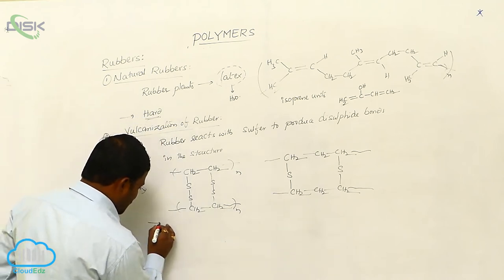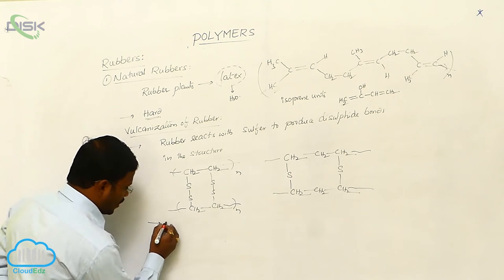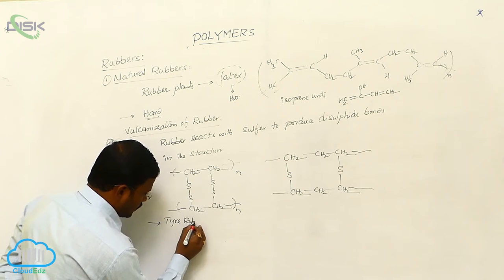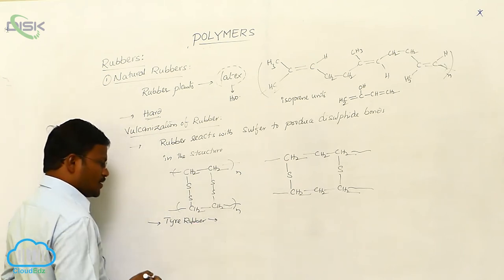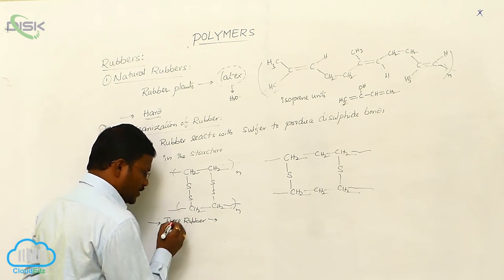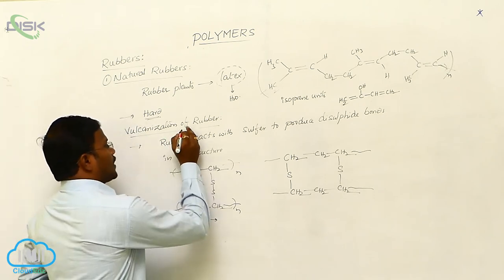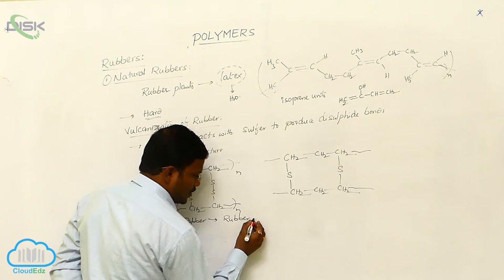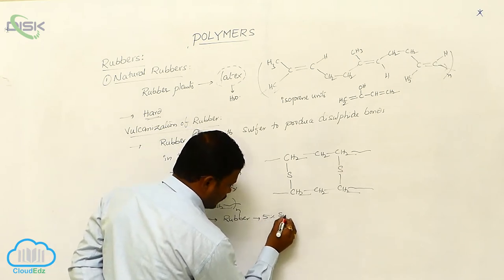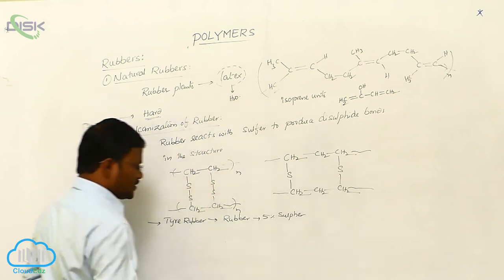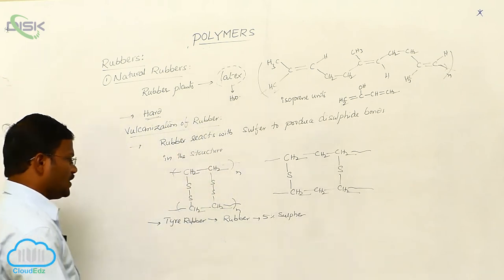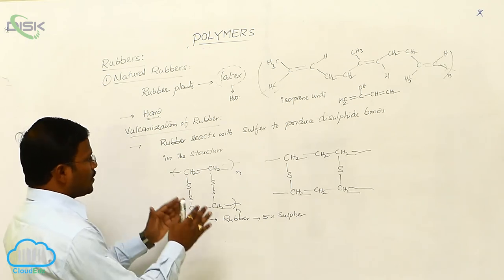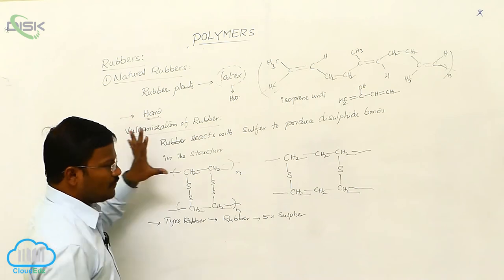Generally, the vulcanization process is used in the preparation of tire rubber. So the vehicles consist of tire. At the time of preparation of the tire rubber, the rubber is reacted with 5% of sulfur. So during this, the stiffness and hardness of the rubber increases. So this process which takes place on natural rubber is called as vulcanization of rubber.